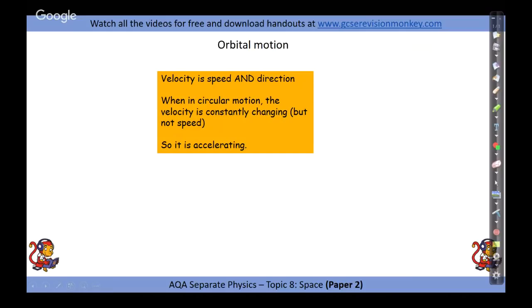Okay, orbital motion then. So things going around in circles like planets orbiting a star. So velocity is speed and direction. Now, when something is in circular motion, the velocity is constantly changing, as we can see here. The direction at any one particular moment is at 90 degrees to the radius, but the direction is constantly changing, so we can say the velocity is changing. And if the velocity is changing, then we say it's accelerating.